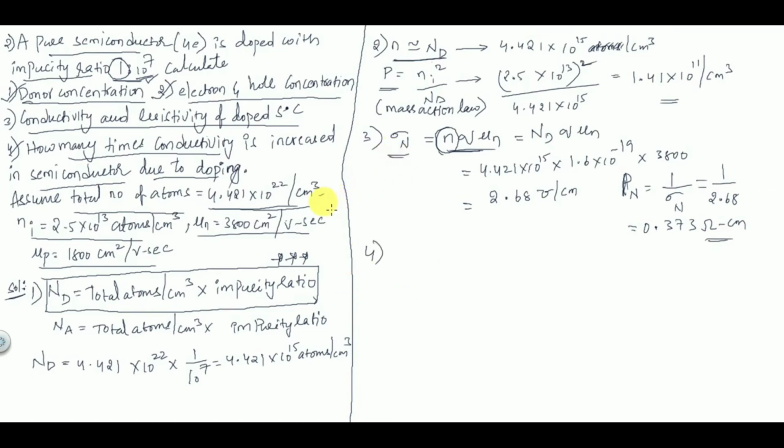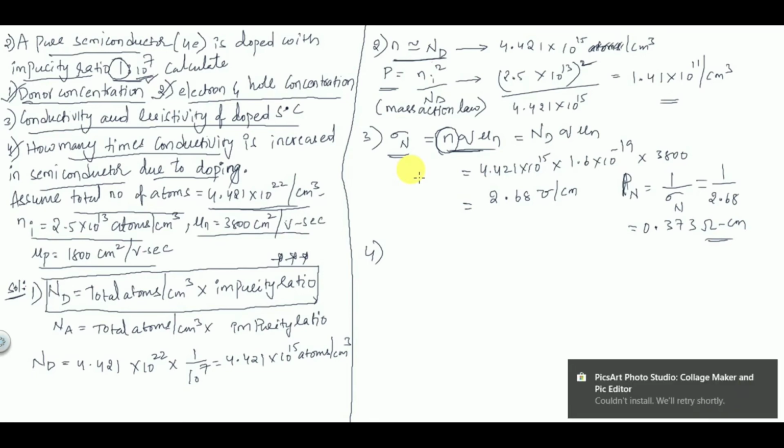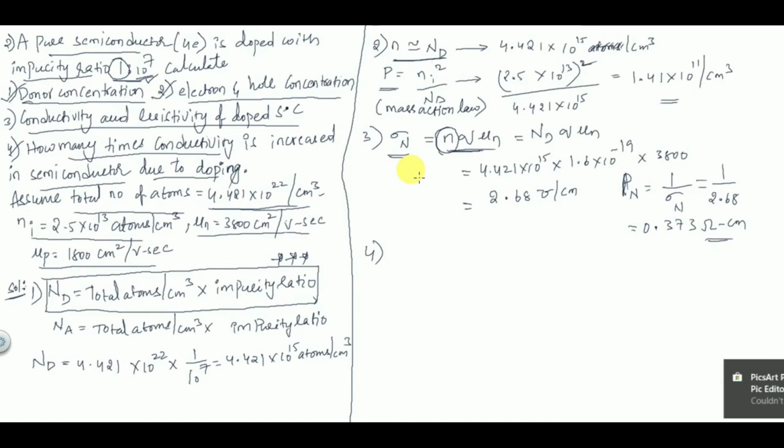So conductivity, always remember, conductivity is due to only majority carrier concentration in an extrinsic semiconductor. If the impurity is donor type, then it is due to electrons. If the impurity is of acceptor type, then it is due to holes, that is p-type semiconductor.